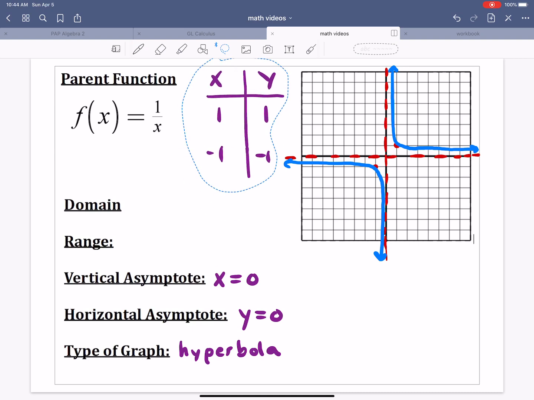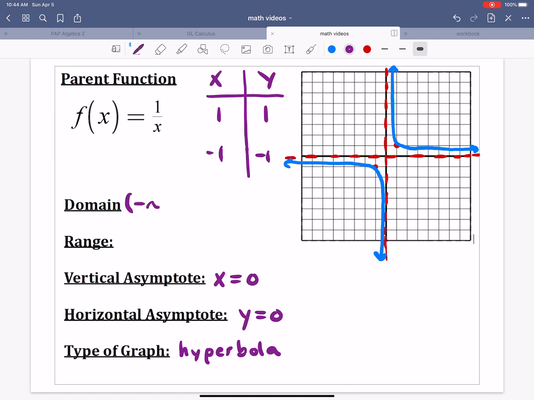Okay, so then the last two pieces, our last two attributes that we have to talk about, are our domain and our range. Now, the domain and range, the first time you see it might be a little tricky for you, okay? But it's not that bad moving forward. So with the domain, you're asking yourself, what x values are we allowed to use in this function?